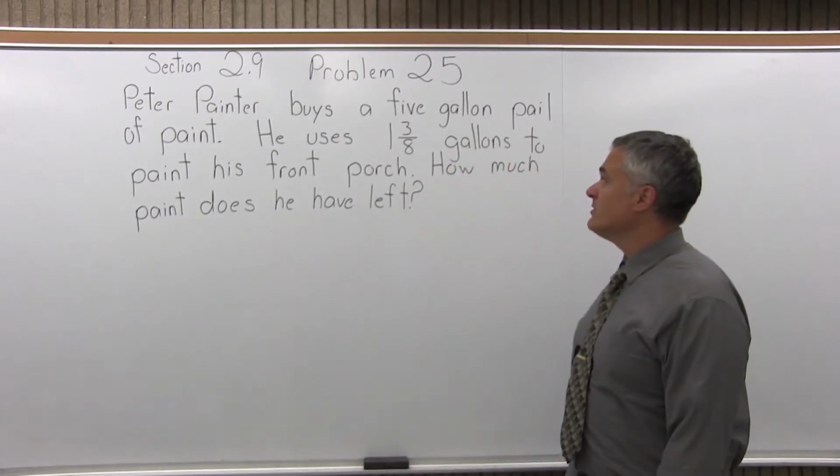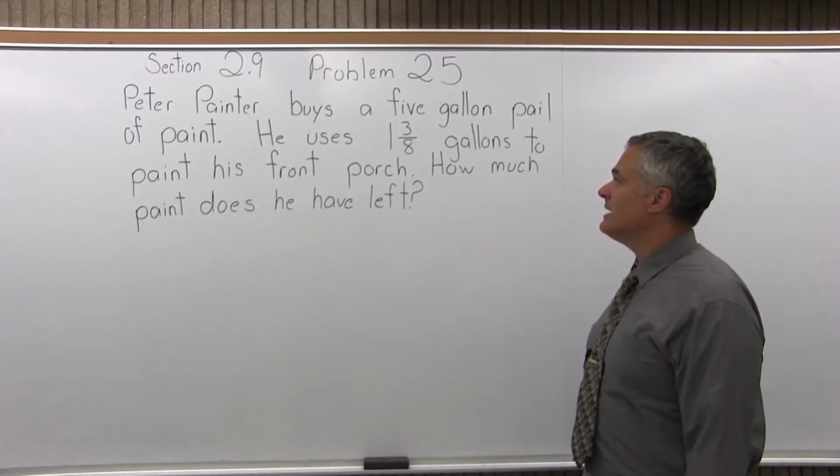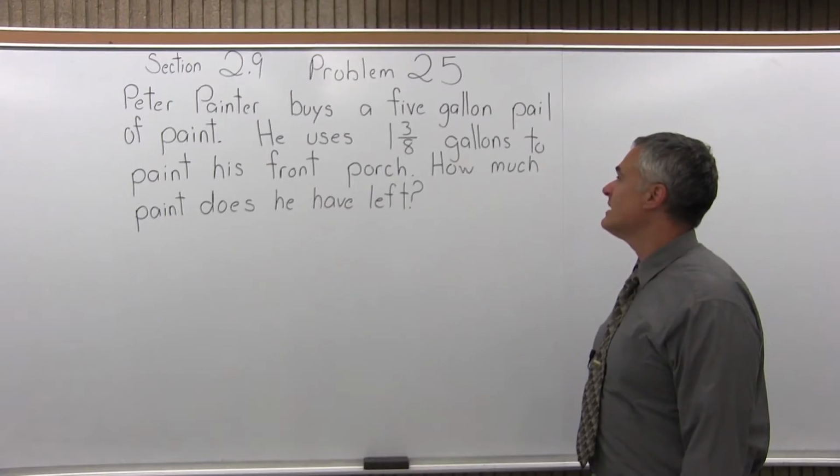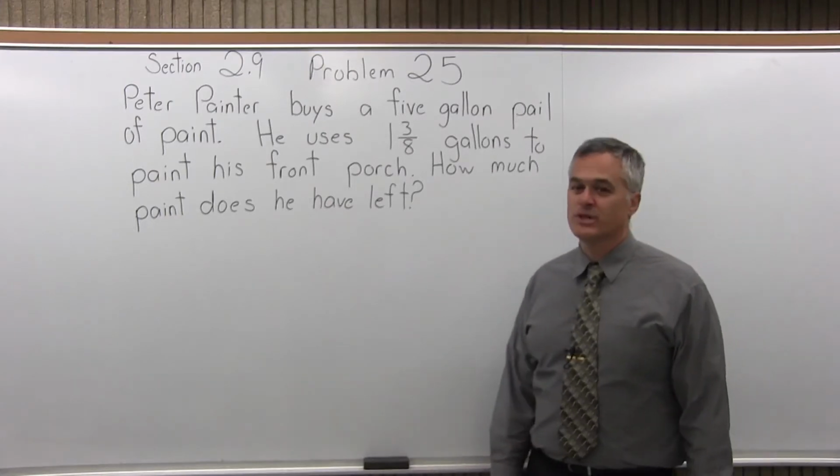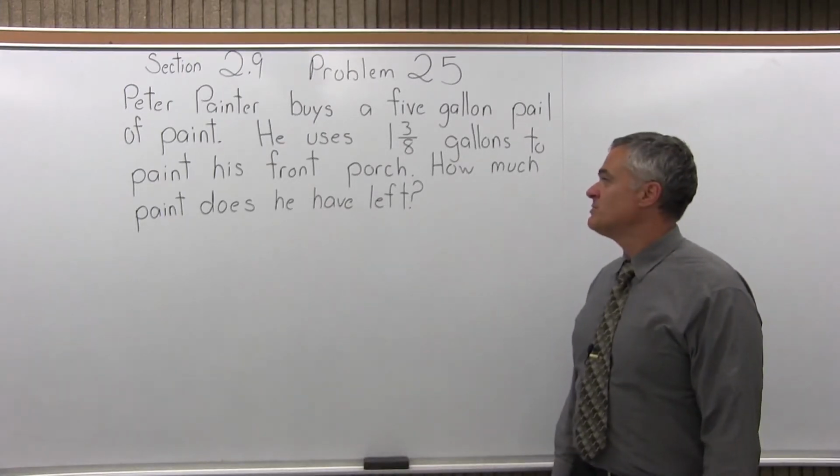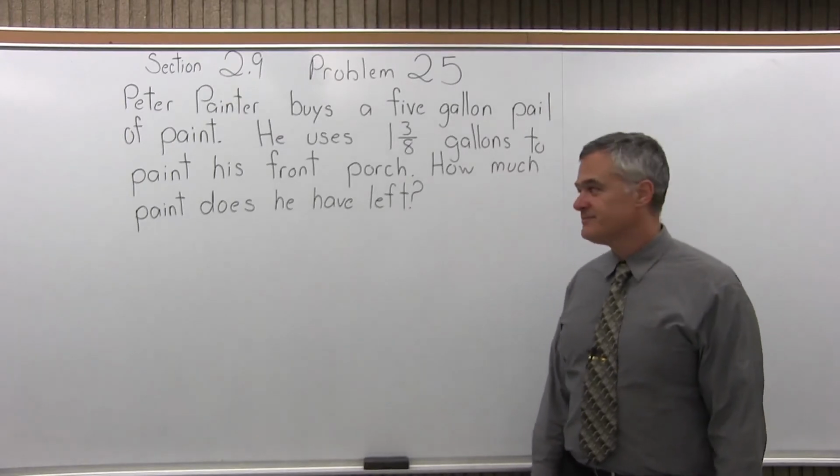It says, Peter Painter buys a 5-gallon pail of paint. He uses 1 3/8 gallons to paint his front porch. How much paint does he have left?